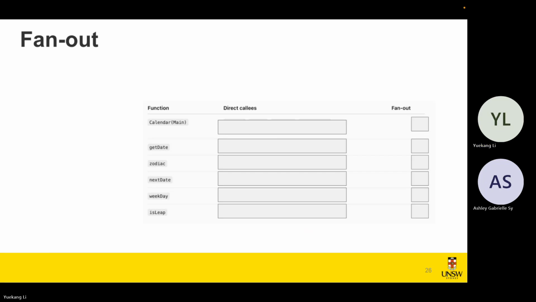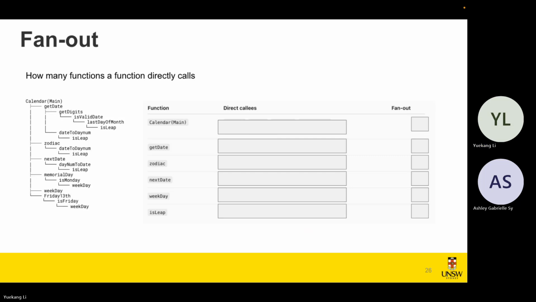And in comparison, we have the fan-out value. Fan-out value means how many functions are directly called by this function. Directly call also means we just care about one layer of calling relationship. So if A calls B and B calls C, and A never calls C directly, we just don't count A to C as a direct call.